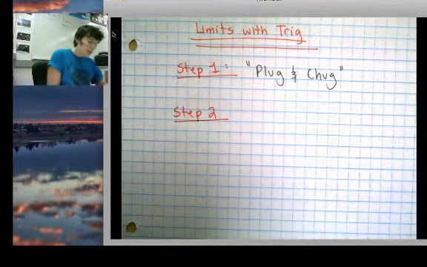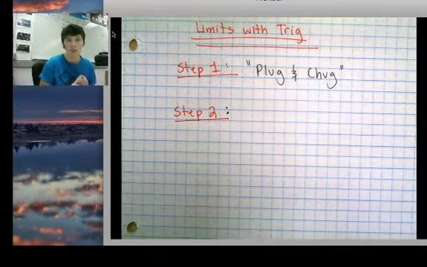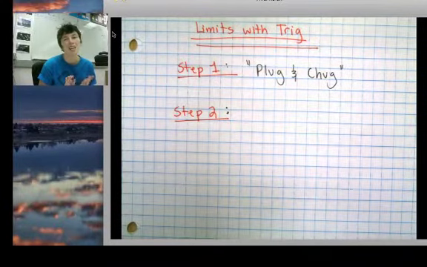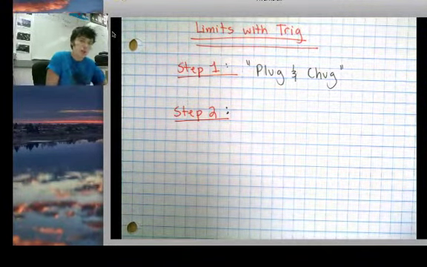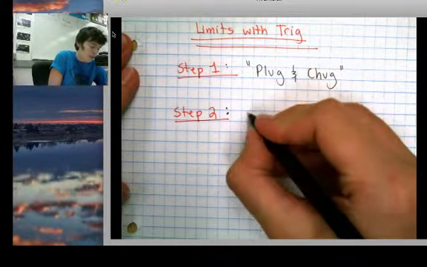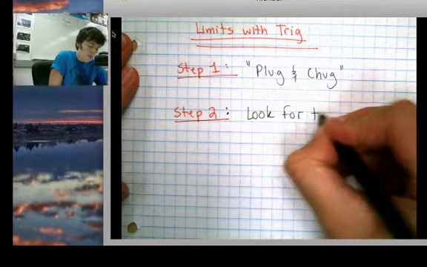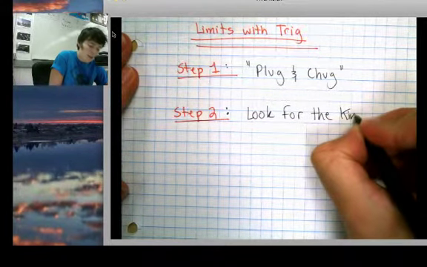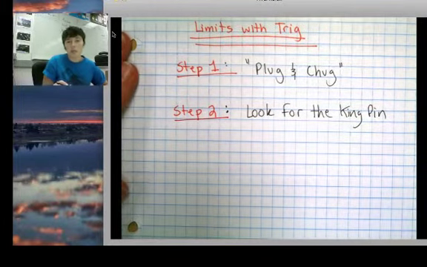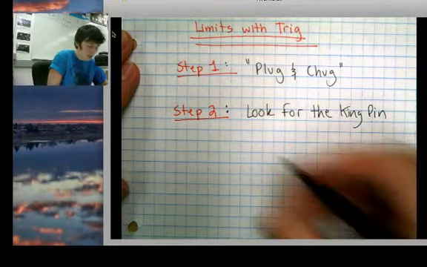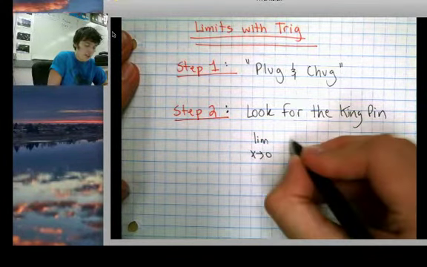If it doesn't work, the backup plans that we use normally, like factoring, distributing, the conjugate, they can sometimes work, but with trig problems it's not as common. The most common thing for a trig thing is you go looking for, I'm going to write look for, the kingpin. And the kingpin's just like a fun little nickname for a certain limit that we kind of commit to our memory.